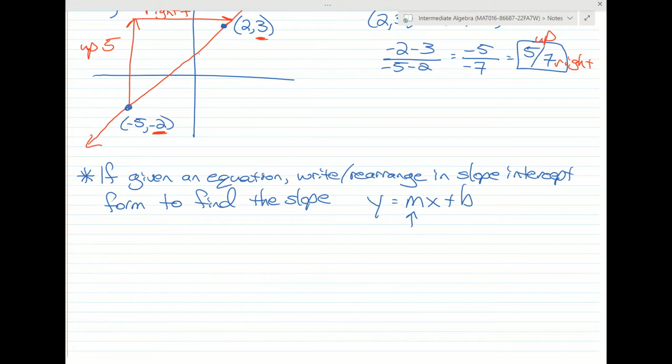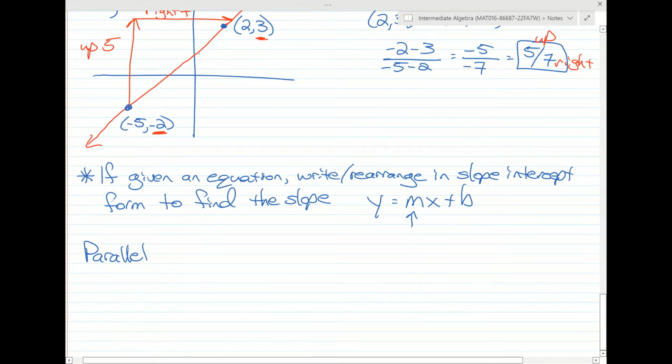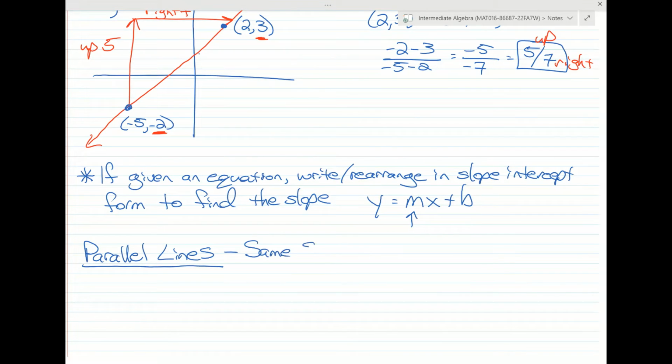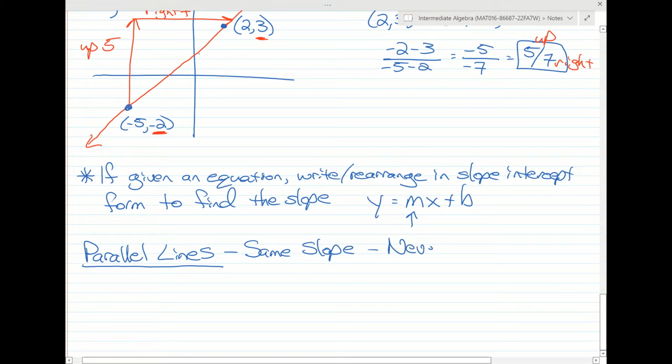A few other things we have to talk about. I was talking a little earlier about parallel lines. Parallel lines have the same slope, and they never touch. Typically, we use this symbol to represent parallel lines.